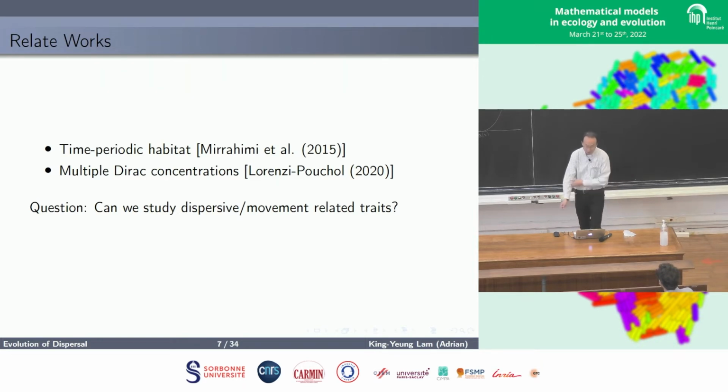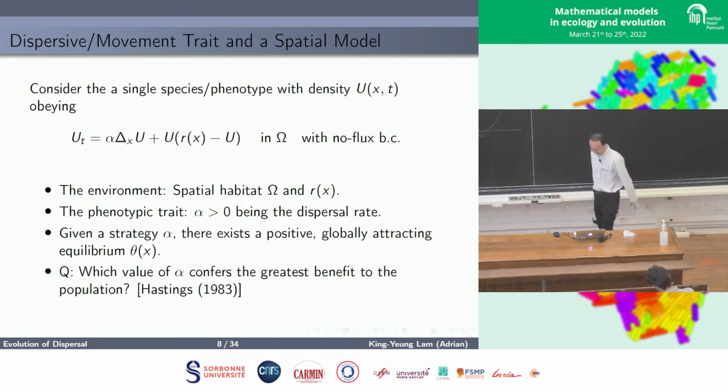So now the question I want to ask is, can we study movement traits? Can we study effluence dispersal in it? So the previous model is a proliferative trait. So by movement, I consider a very simple single species model to introduce movement. So X is a spatial variable. The population moves about in a bounded domain, okay? And the phenotypic trait I want to study is the movement rate, so alpha being the dispersal rate.